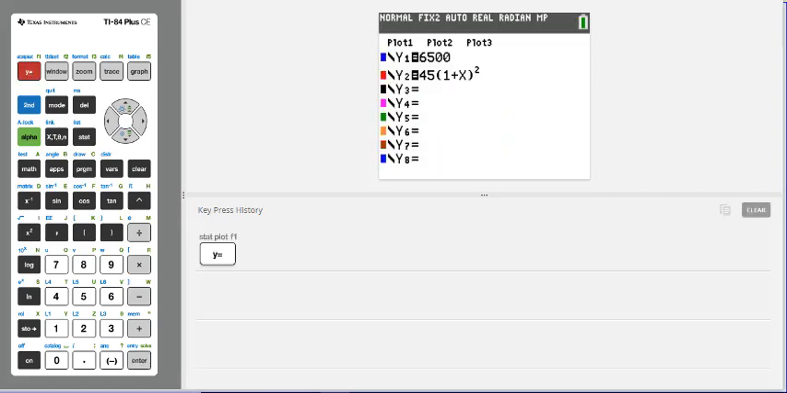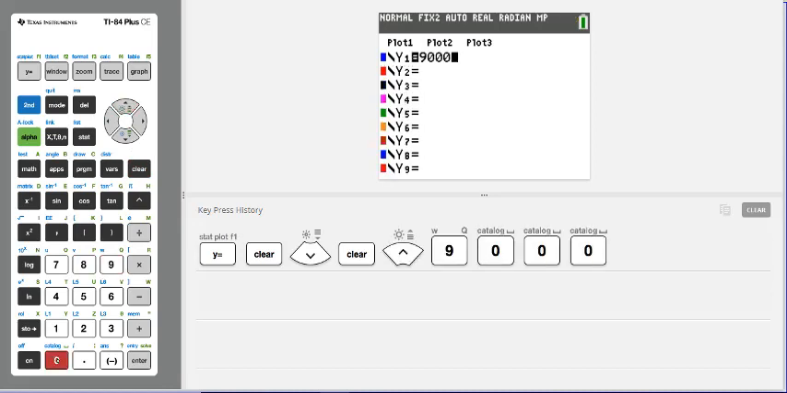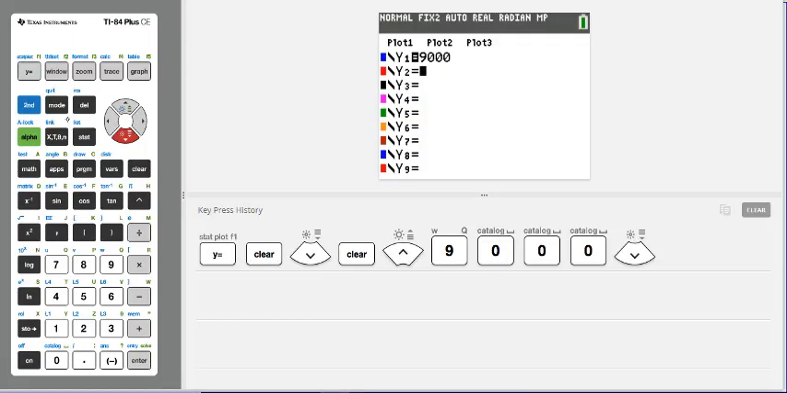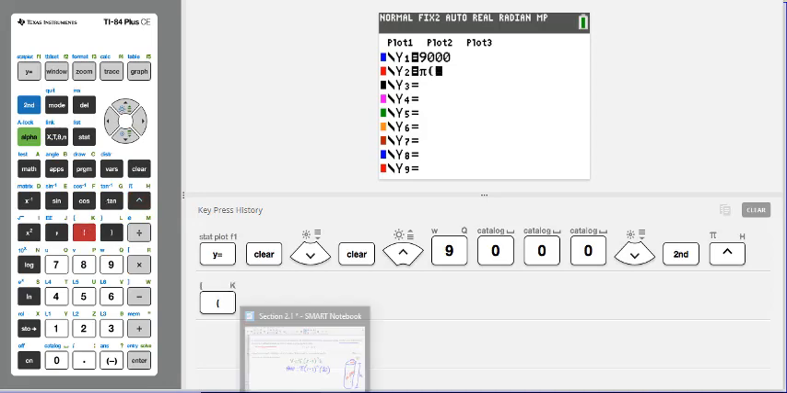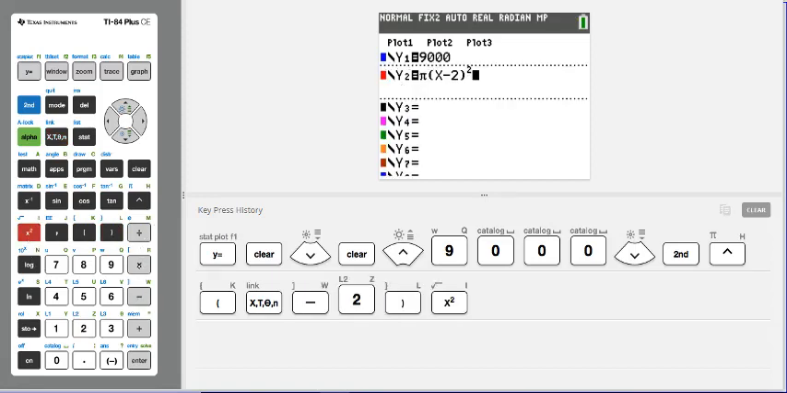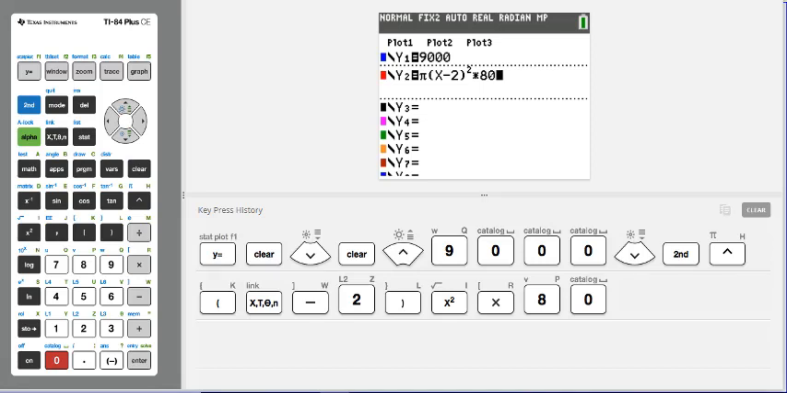So y equals, right? So that's 9,000. Okay, let's see, pi r minus 2 squared times 80. So let's see that. That's second arrow there, pi times, is it r minus 2? Yeah, it is r minus 2. So it'll be x minus 2 parentheses squared times 80. I think that's right. Yep. All right, so what we're going to do is we're going to graph this.